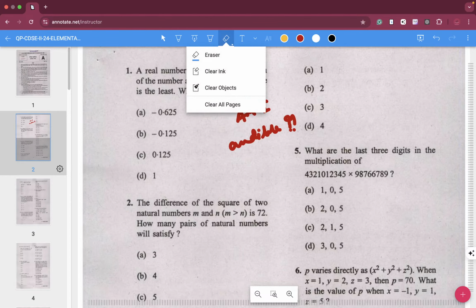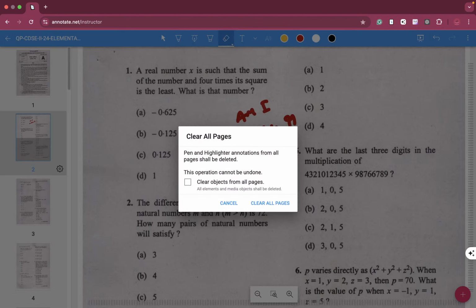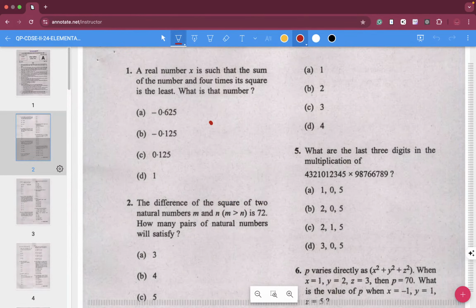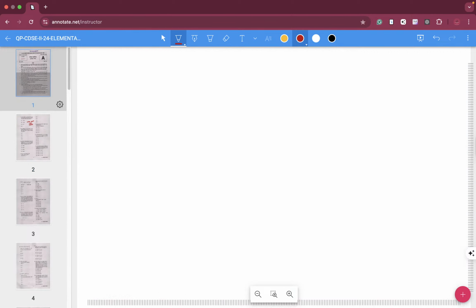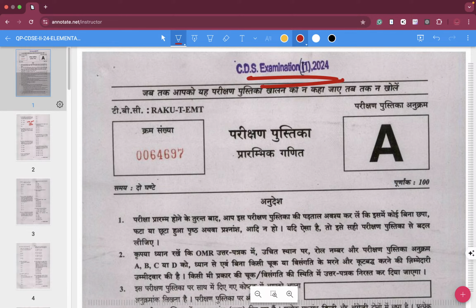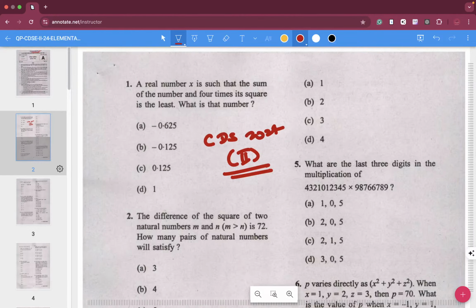So we are starting the next paper, the CDS 2024 second session of examination paper, which we are going to solve today. Today we are going to solve questions 1 to 20. Without any further ado, let's get started.